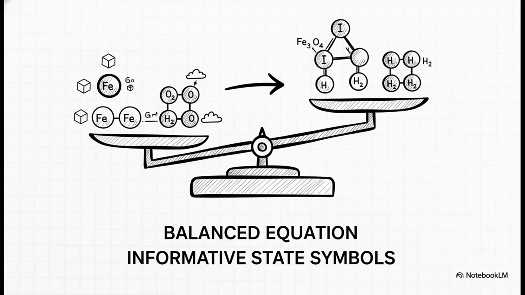You can also see these small letters in the brackets. These tell us the physical state of the substances. S is for solid, and G is for gas. So we know that solid iron is reacting with water in its gaseous form, which is steam, to produce solid iron oxide and hydrogen gas.